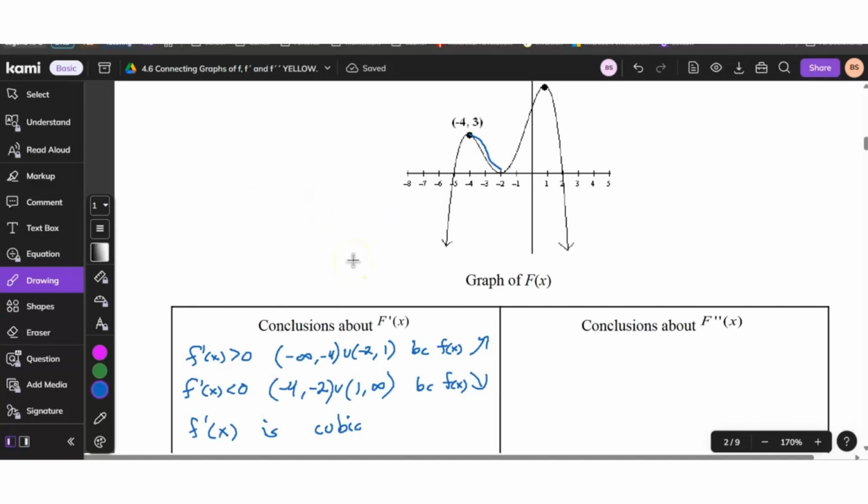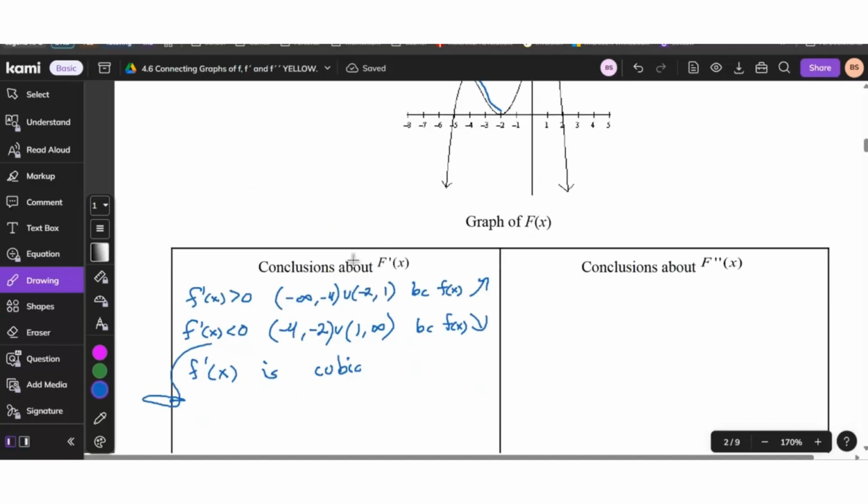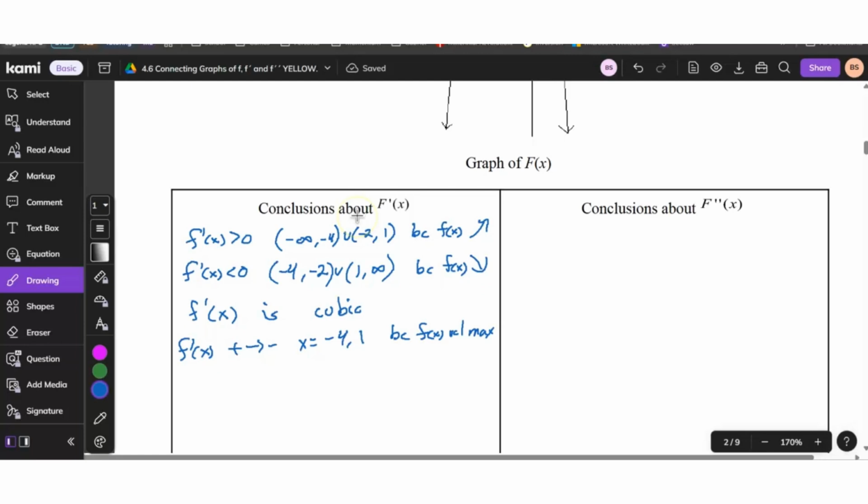What about some critical points? Like we could say, let's do f prime of x, where is it going to switch from positive to negative? Negative 4 and 1. Why? Because there is a relative maximum. Perfect. Exactly. It's going to happen at negative 4 and 1 because f of x is a relative max. All right. So then we can make the same kind of statement now. We could say it goes from negative to positive at x equals what, Matthias?